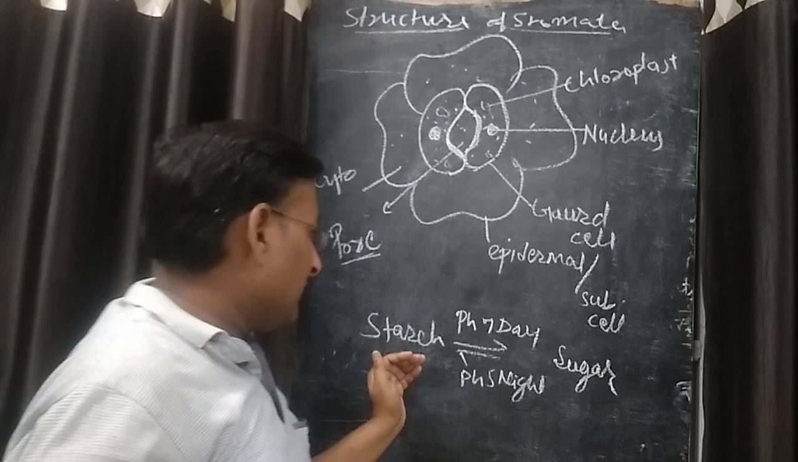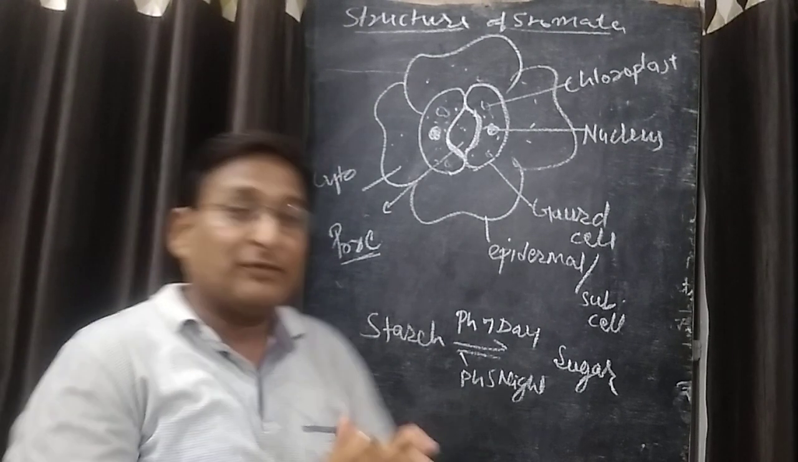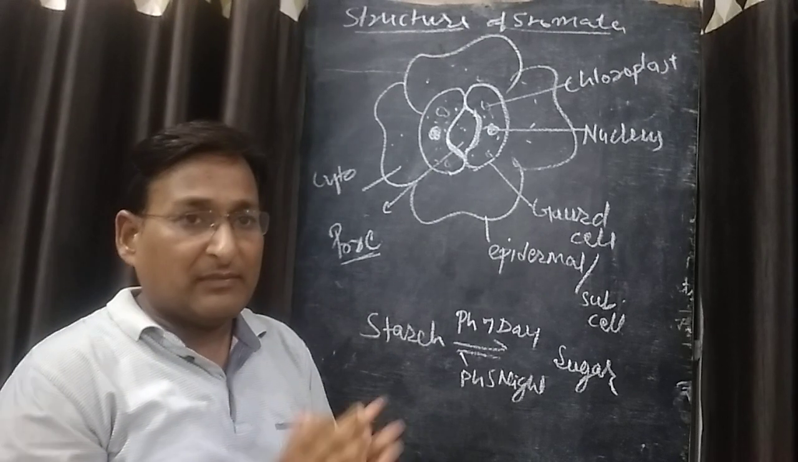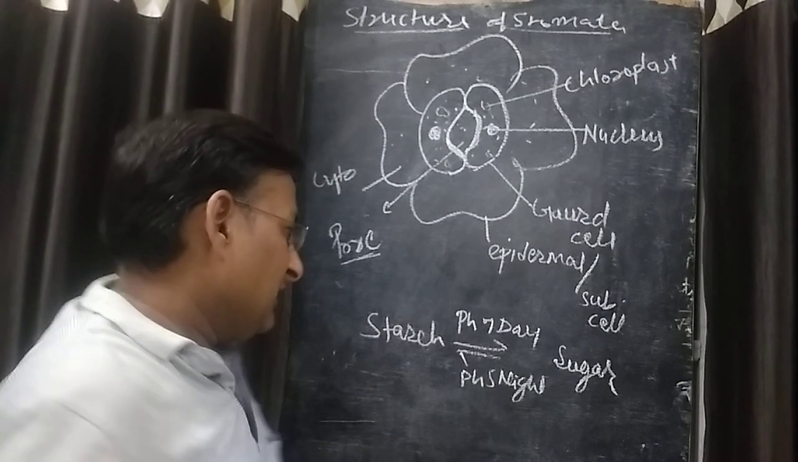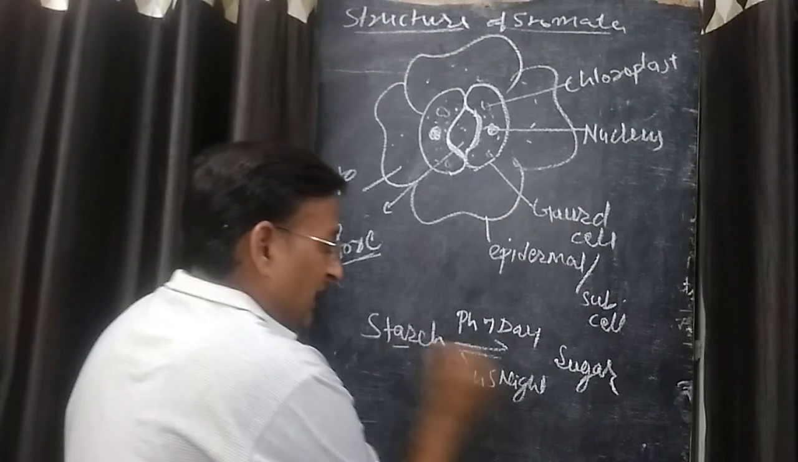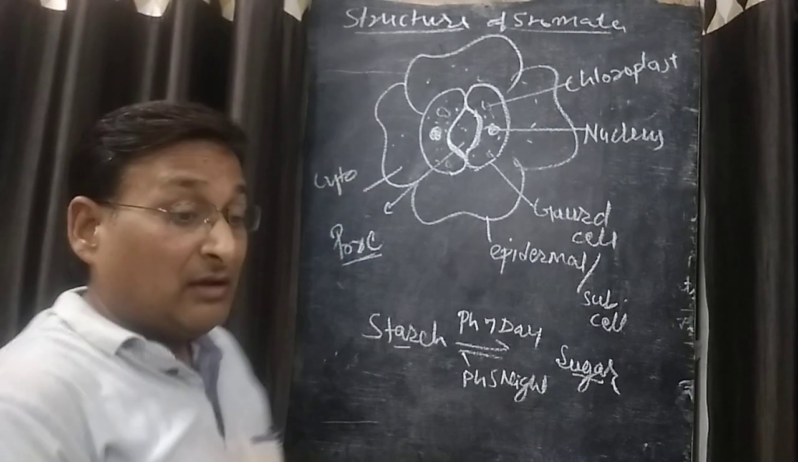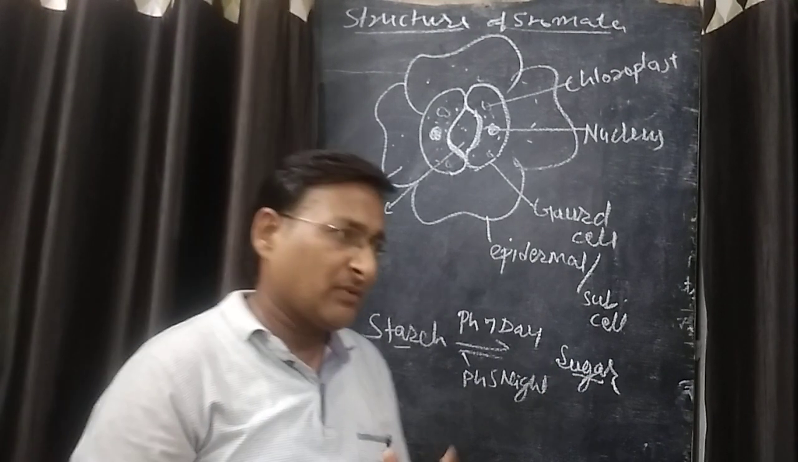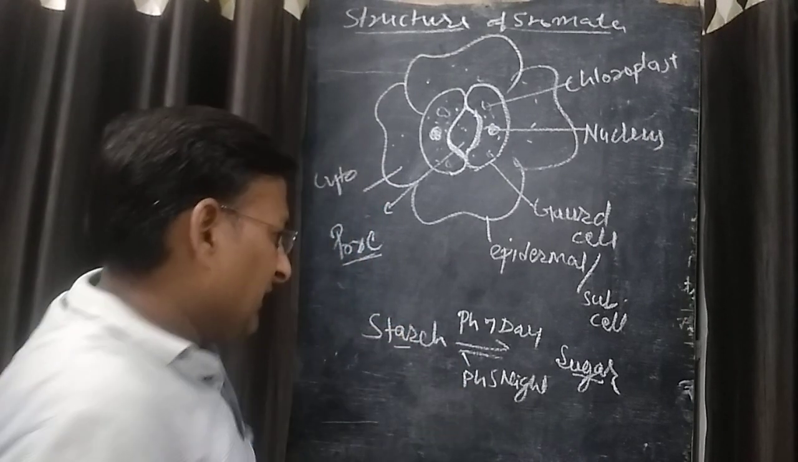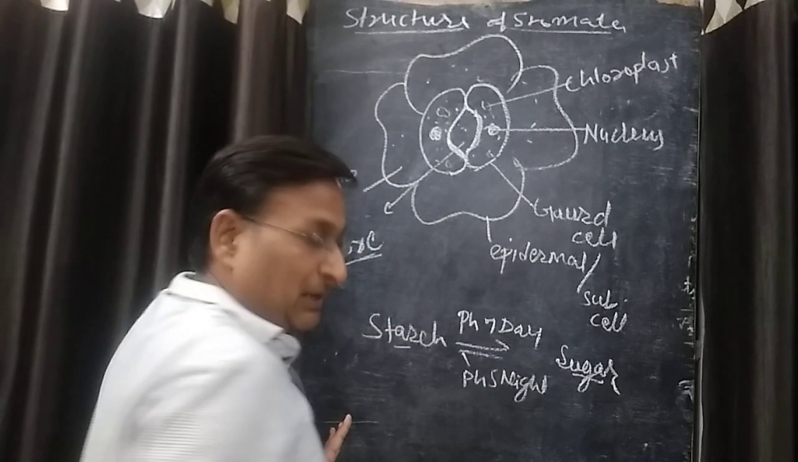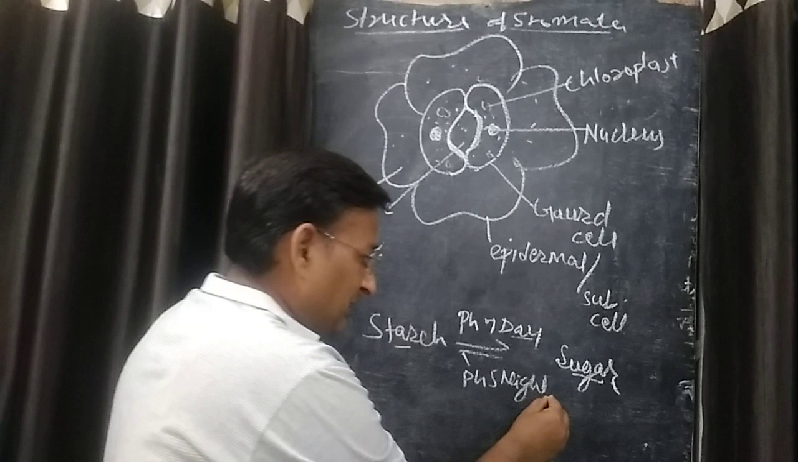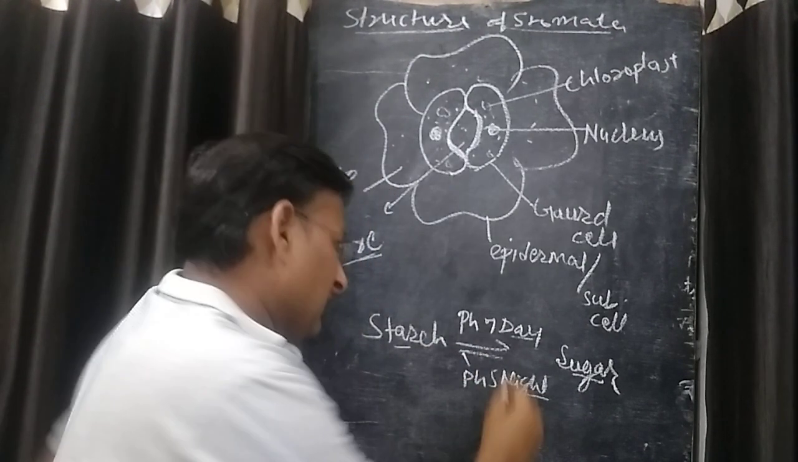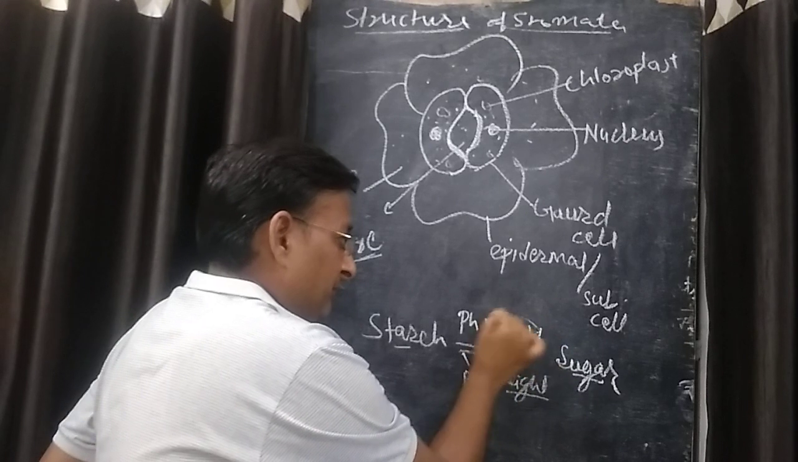Now we go on to the opening and closing of stomata, meaning the mechanism of stomata. The mechanism of stomata depends upon starch and sugar conversion, so it is called the starch-sugar interconversion theory. It is divided into two parts, daytime and nighttime. Now we go on to daytime.